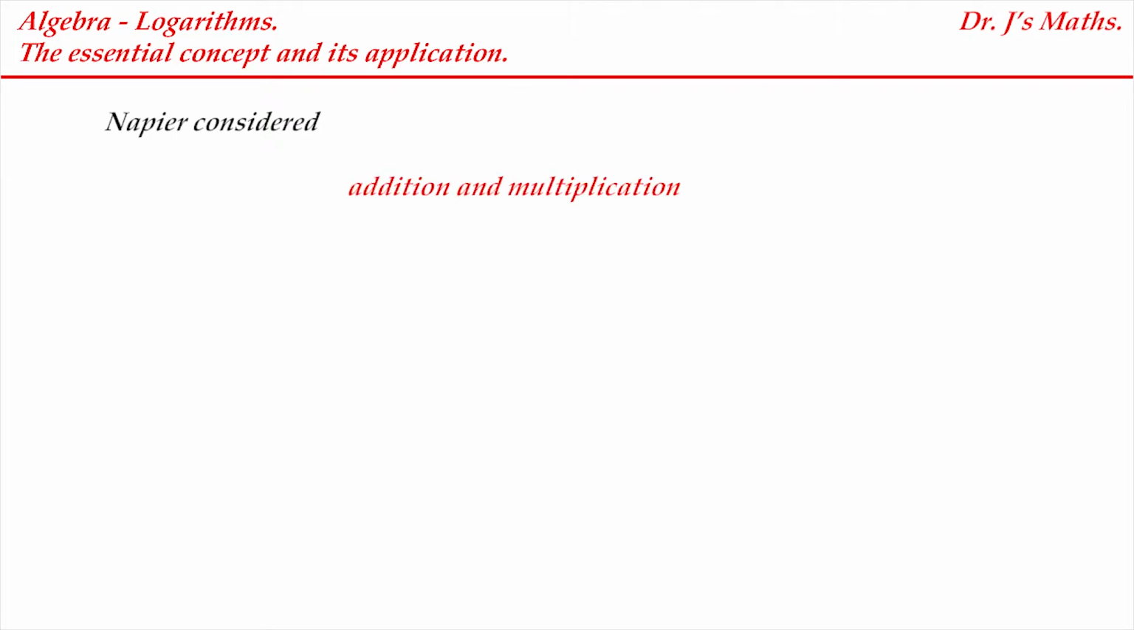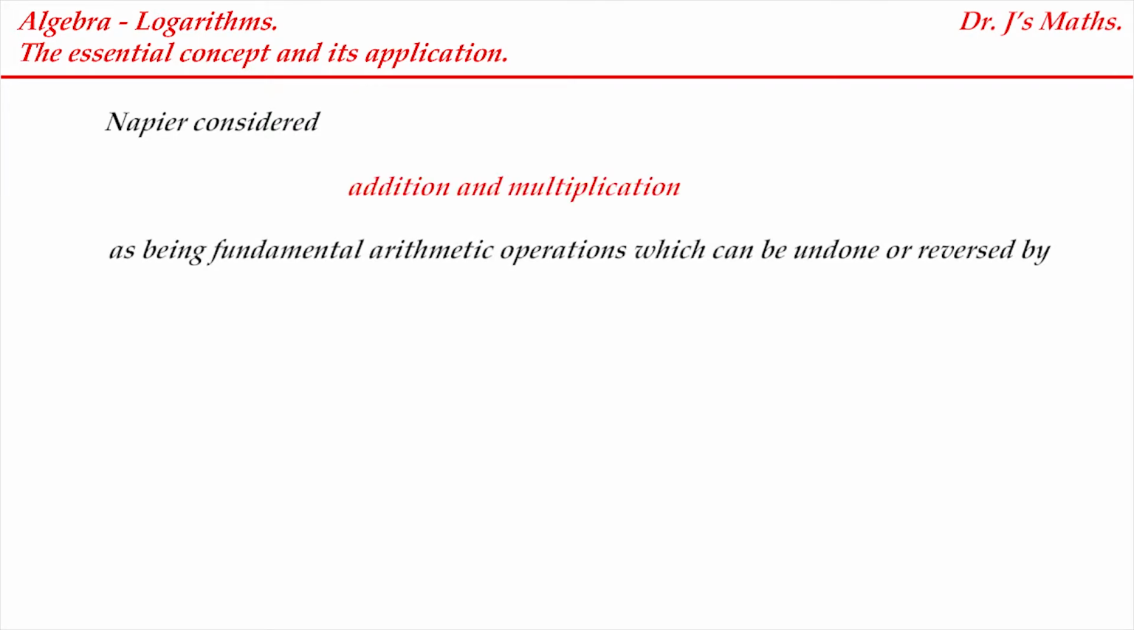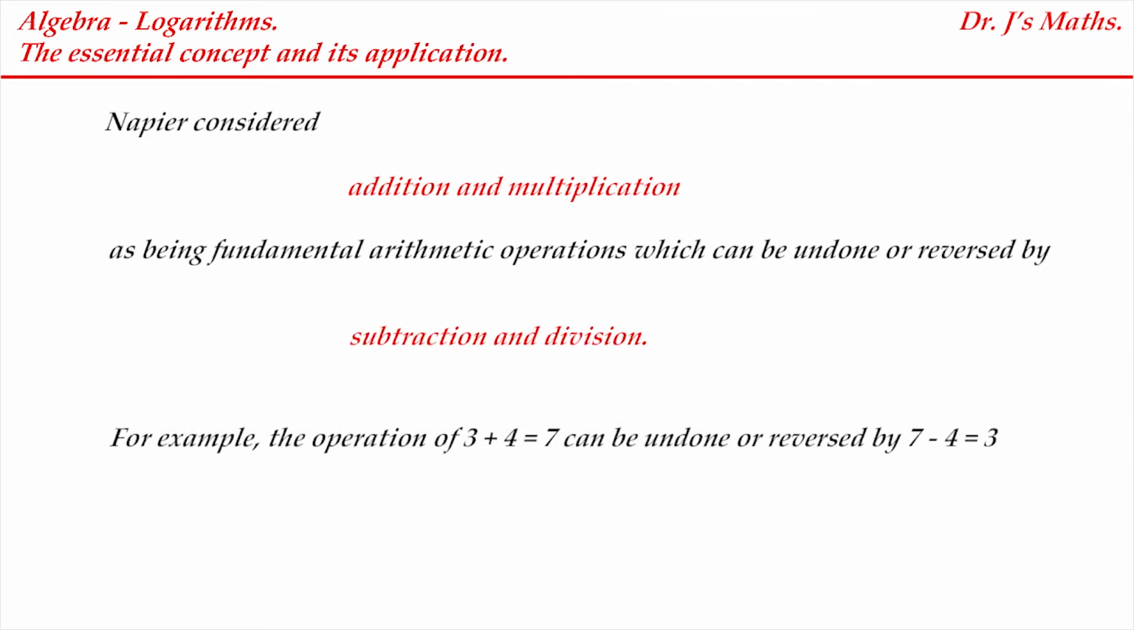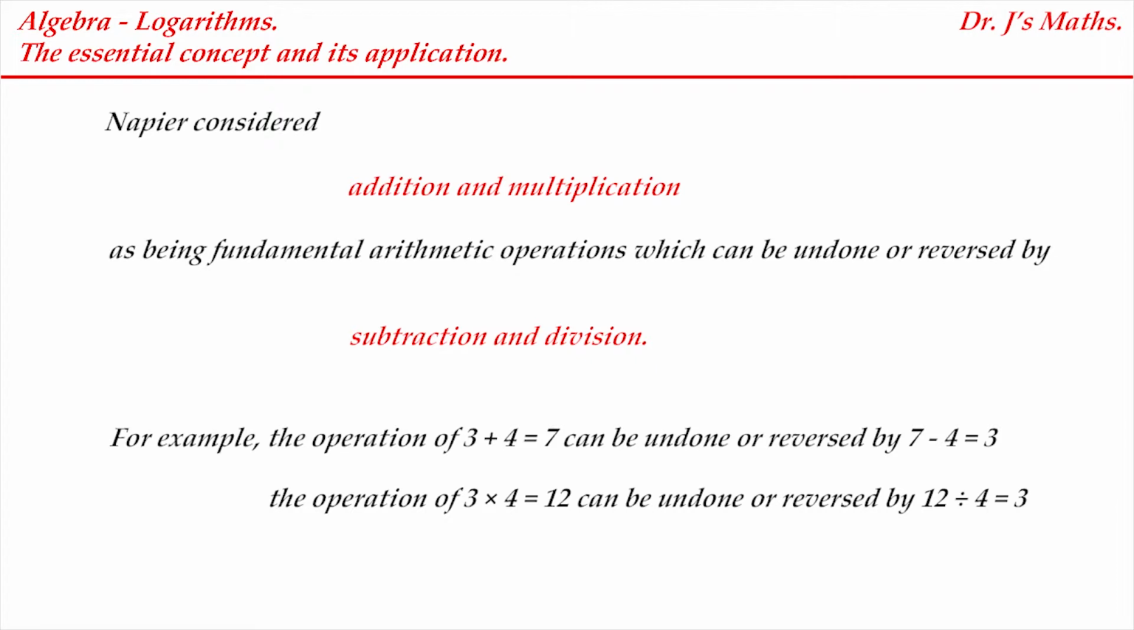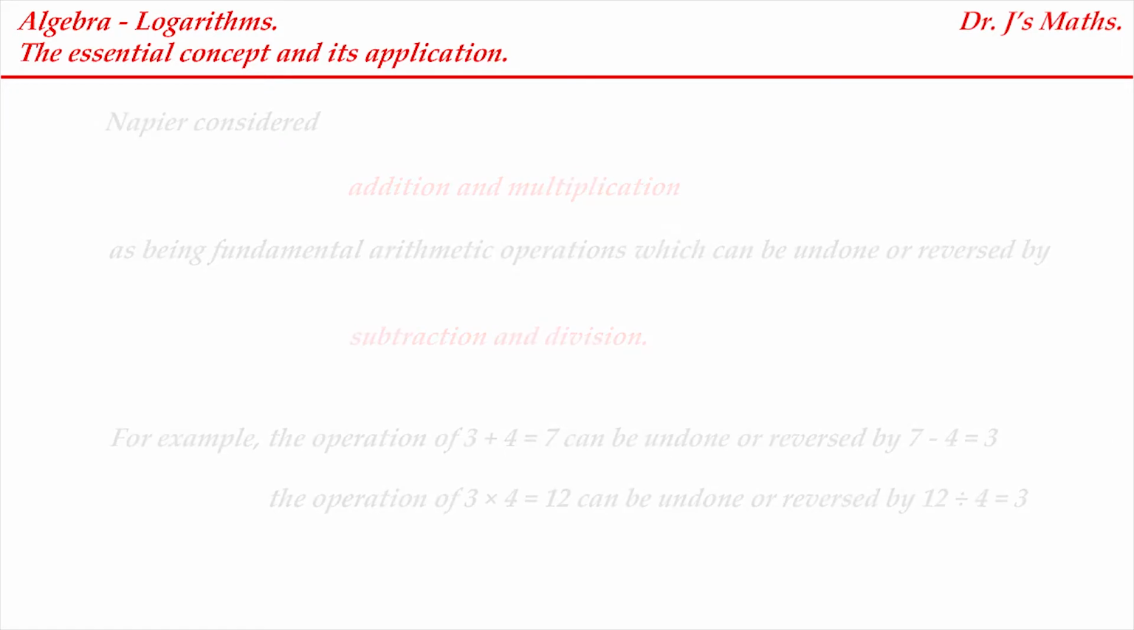Napier considered addition and multiplication as being fundamental arithmetic operations which can be undone or reversed by, respectively, subtraction and division. For example, the operation of 3 plus 4 equals 7 can be undone or reversed by 7 minus 4 equals 3. The operation of 3 times 4 equals 12 can be undone or reversed by 12 divided by 4 equals 3.